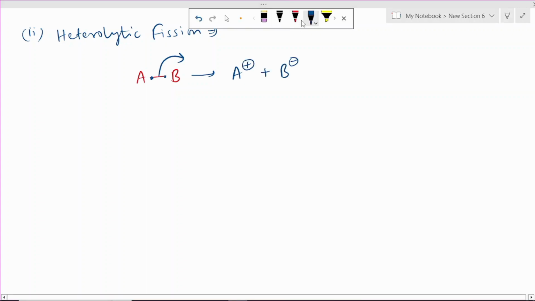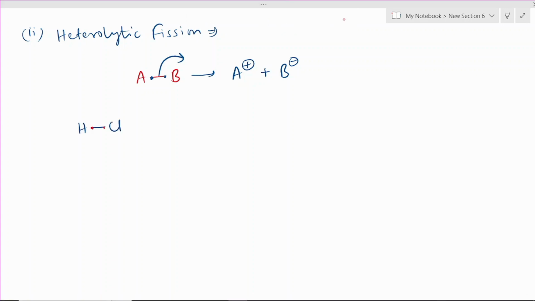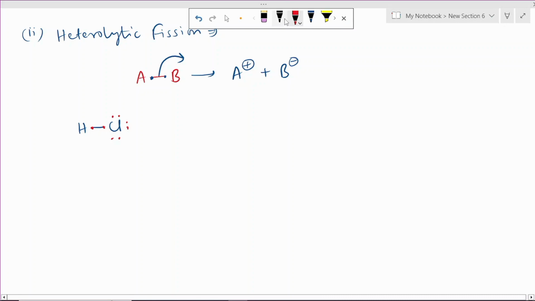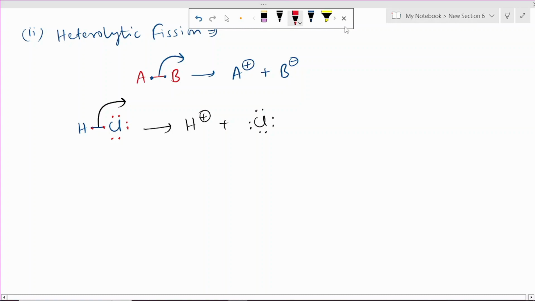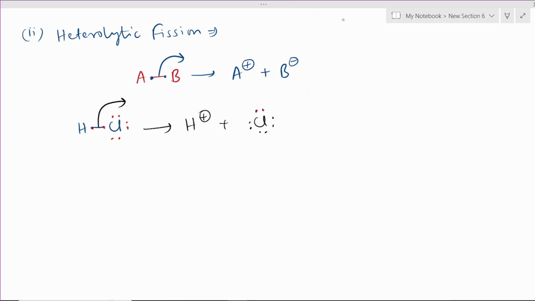We will understand by the example of HCl. Suppose this is the electron of hydrogen and this is the electron of chlorine. And if we draw the lone pairs of chlorine, they will be here. And if heterolytic cleavage takes place in such a way, then we get H plus and the lone pairs are over here and this. And if we count the total electrons of chlorine, then it will be 1, 2, 3, 4, 5, 6, 7 and 8. So this contains 8 valence electrons.